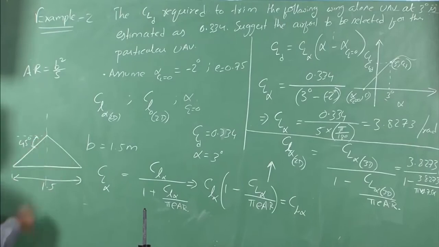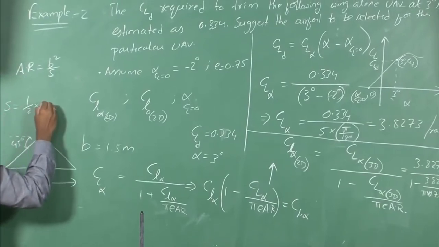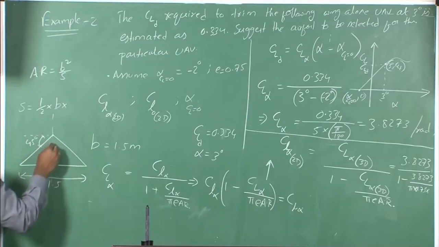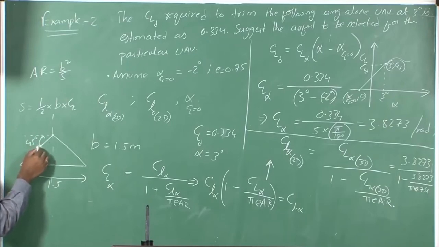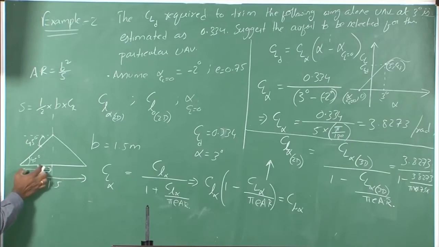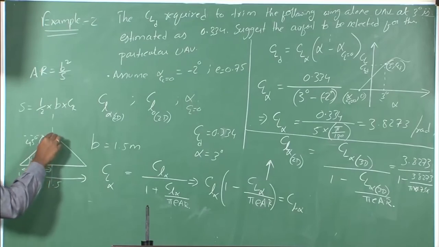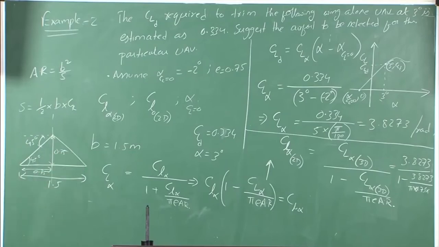So, we have the span, we need to find the area of this particular planform. How to find the area? Half base into height, half span into the root chord CR here. So, what is the root chord? When this angle is 45 degrees, this is also 45 degrees, you know this semi span which is 0.75. Tan 45 is opposite by adjacent, so this particular height will also become 0.75, since tan 45 is 1. The root chord of this triangular wing is 0.75.